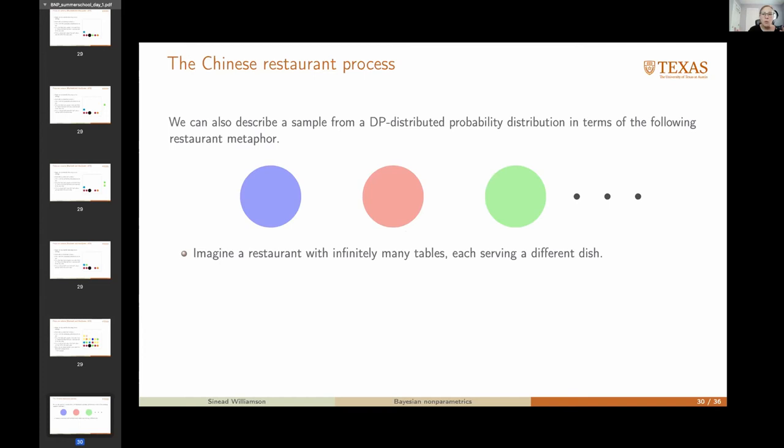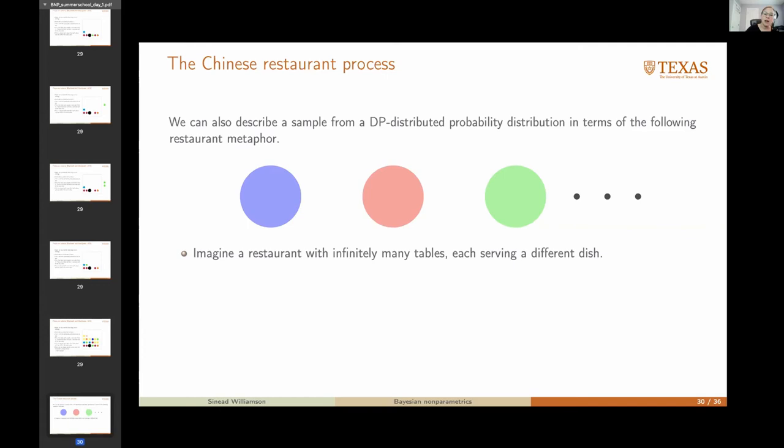A more common way of thinking about samples from a Dirichlet process, but fundamentally the same as that urn idea, is to think about customers coming into a Chinese restaurant. This is a metaphor that comes back to David Aldous, who was a probabilist who lived in San Francisco. And I've not spent much time in San Francisco, but I hear they have very large Chinese restaurants. These Chinese restaurants often have mirrored walls. So you walk in and think, wow, I'm in an infinitely large Chinese restaurant. And you need to decide where to sit.